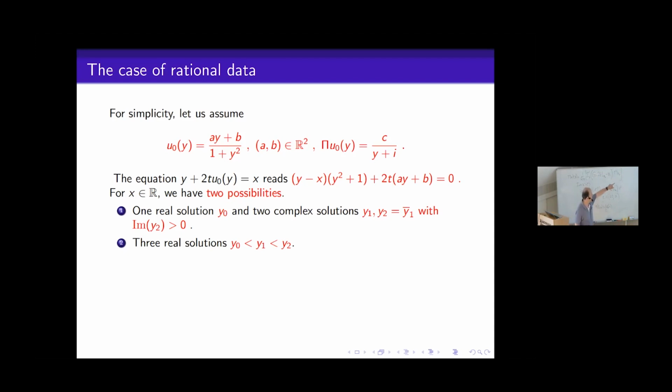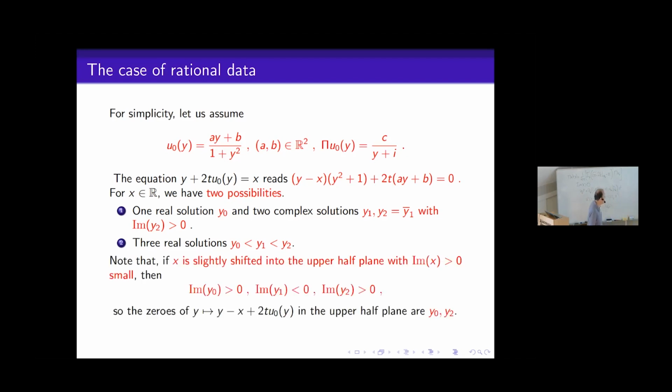Now imagine, this is for x real. Imagine that I shift x a little bit into the upper half plane with a small imaginary part. How do these solutions behave? Well, this is the implicit function theorem plus the Cauchy-Riemann equation. I know that the derivative of the imaginary part of a holomorphic function with respect to the imaginary part of the variable equals the derivative of the real part of the function with respect to the real part of the variable. This is Cauchy-Riemann.